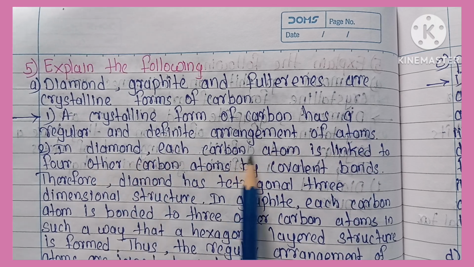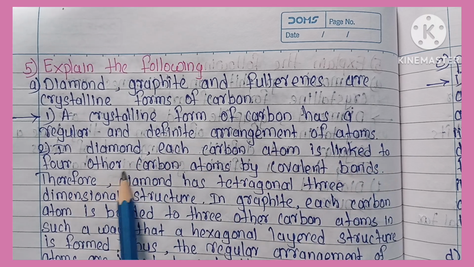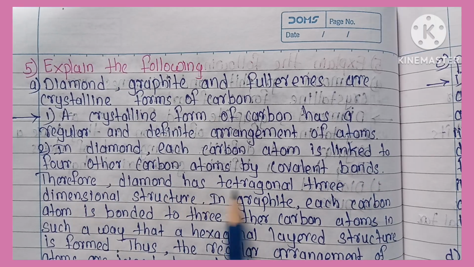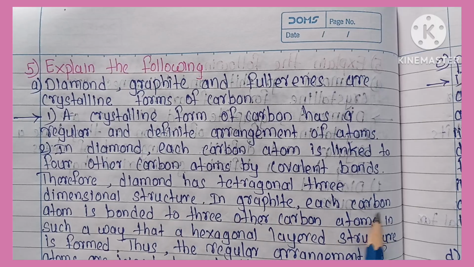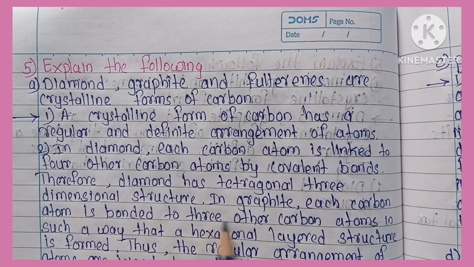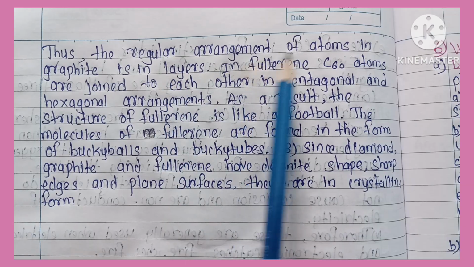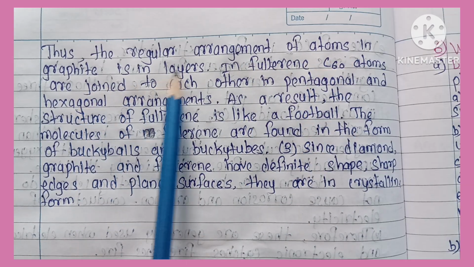In diamond, each carbon atom is linked to four other carbon atoms by covalent bonds. Therefore, diamond has a tetragonal three-dimensional structure. In graphite, each carbon atom is bonded to three other carbon atoms in such a way that a hexagonal layered structure is formed. Thus, the regular arrangement of atoms in graphite is in layers.